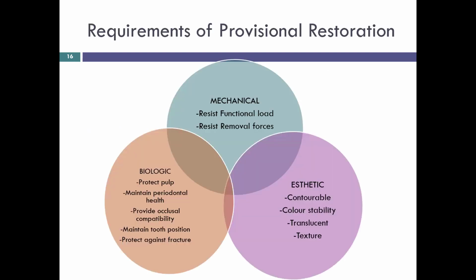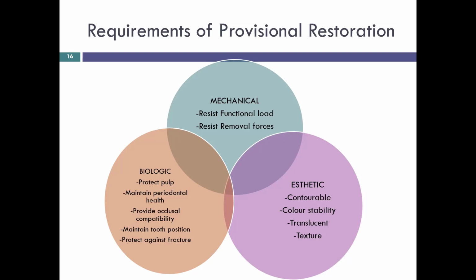Now, requirements of provisional restoration. Basically, there are three types of requirements. The main ones are mechanical, biological, and aesthetic. Mechanical requirements include resistance to functional loads and resistance to removal forces. Biological requirements include that it protects the pulp, maintains the periodontal health, provides occlusal compatibility, maintains the tooth position, and protects against fracture.